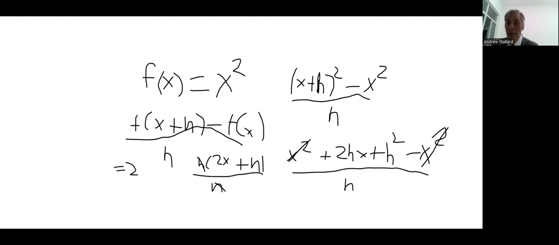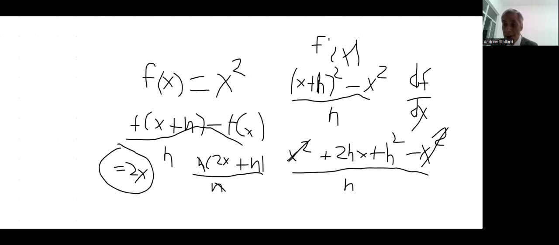That function is the derivative of x squared, which we sometimes write as f prime of x or df over dx. That tells you the slope of the tangent line of x squared at any point x. And that's an introduction to the derivative. Thank you.